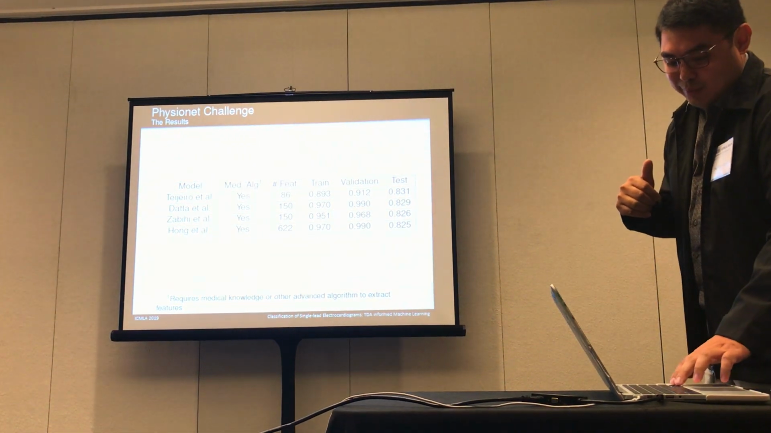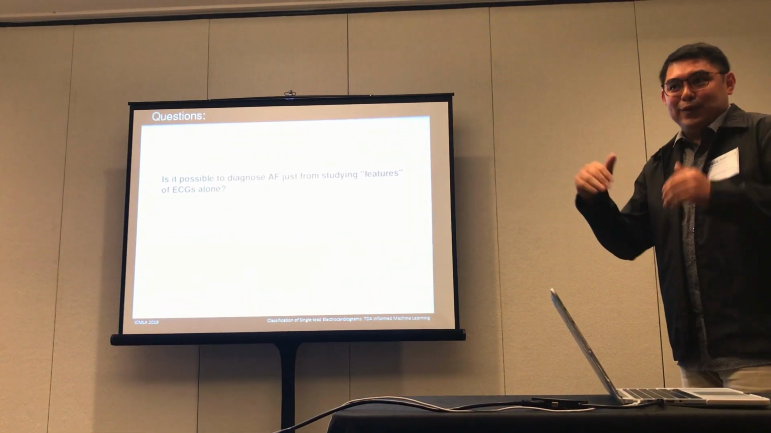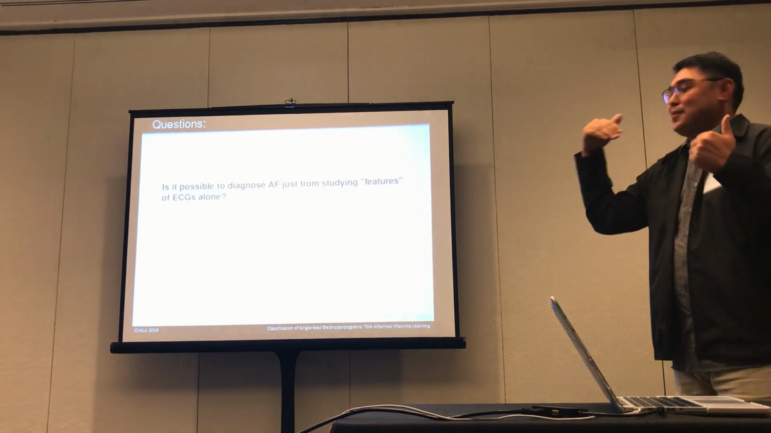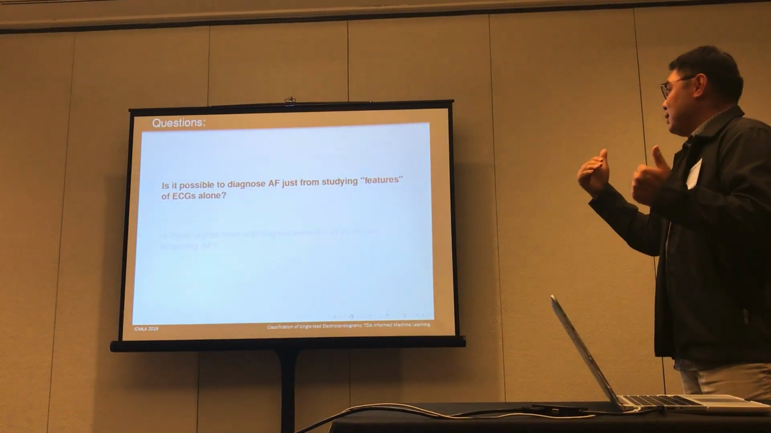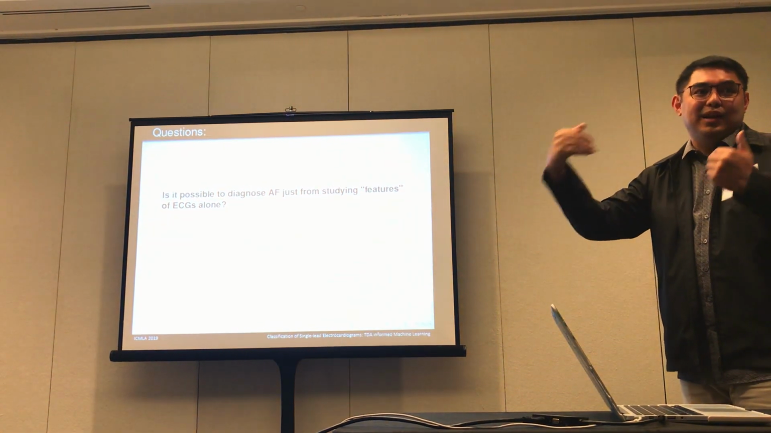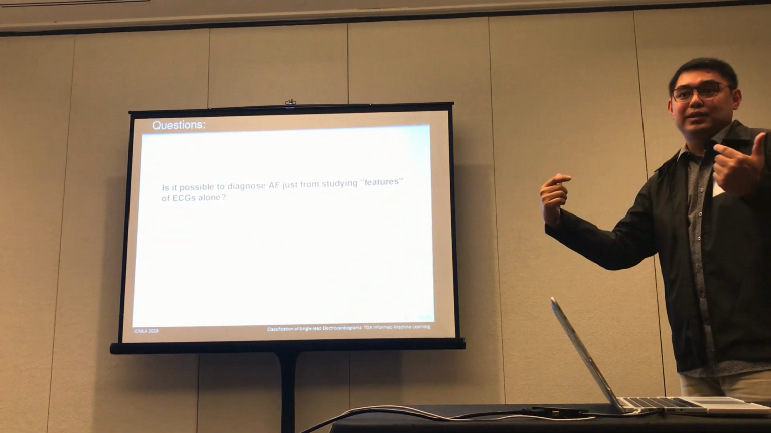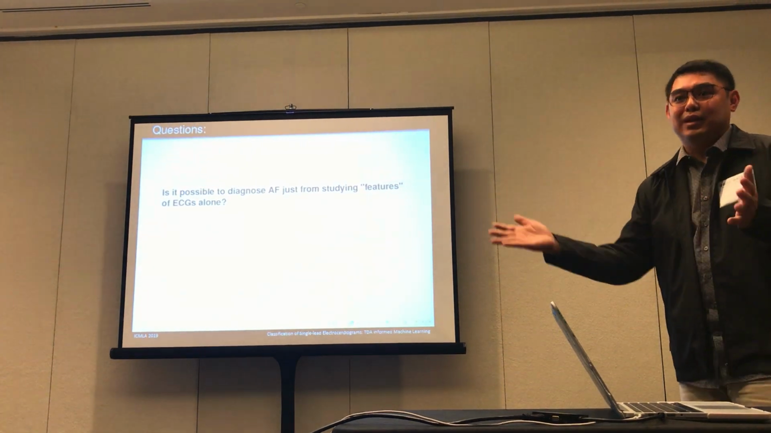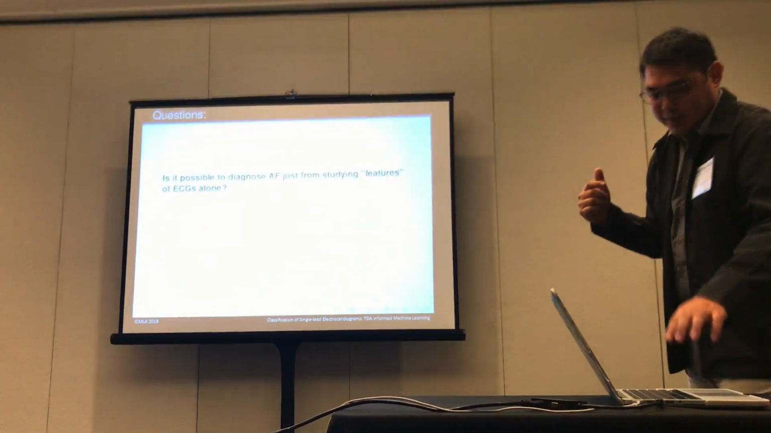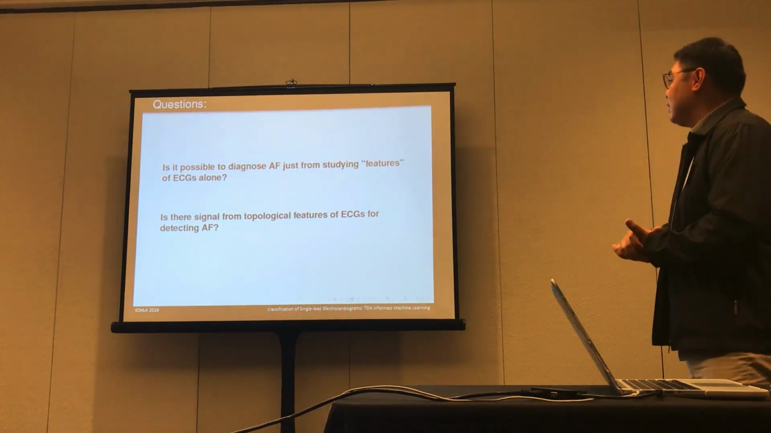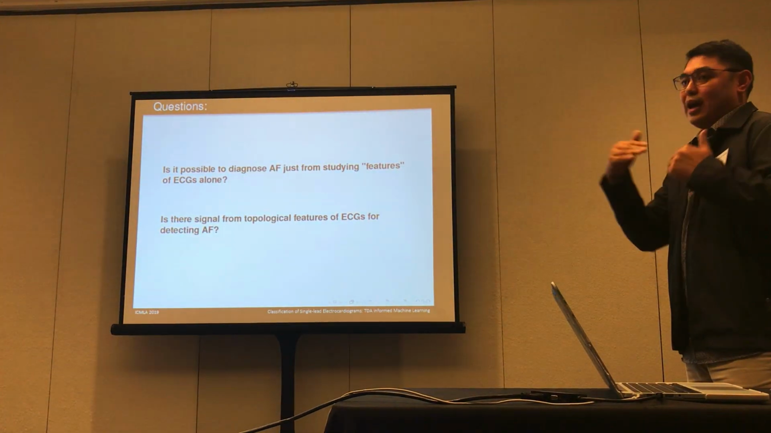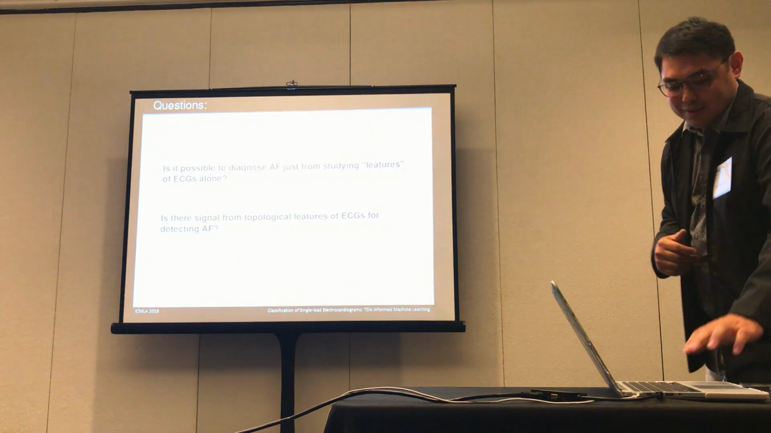And so what we wanted to ask is, if we didn't have that medical knowledge, if we're just mathematicians, not medical doctors or professionals, is it possible to just look at the ECG and examine the structure of the ECG alone, without prior medical knowledge, and be able to tell if it's normal or it has atrial fibrillation? In particular, we wanted to see if there's a signal from TDA features for telling if an ECG has AF or not. Okay.